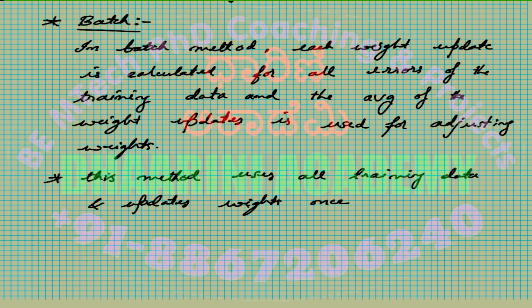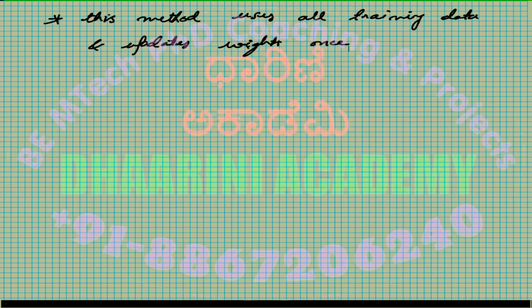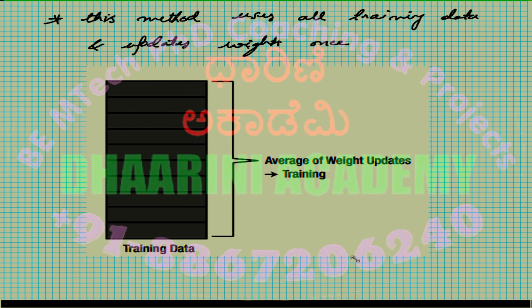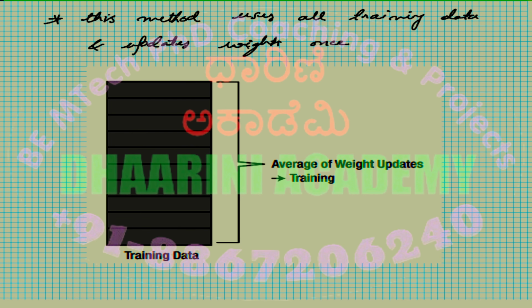Okay, so let me show you a particular diagram corresponding to this, which says how the complete data in a batch will be used for training. This is how it can be considered. You can see that you have a batch of training data, and the complete training data will be used for the updation of the weight.